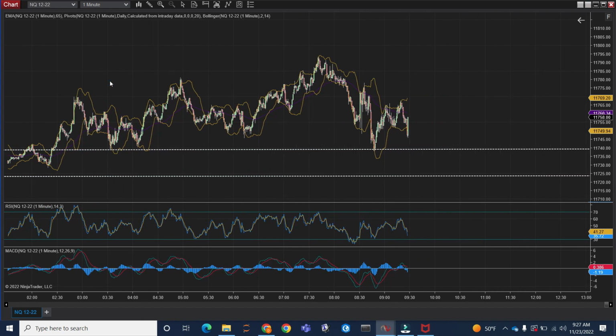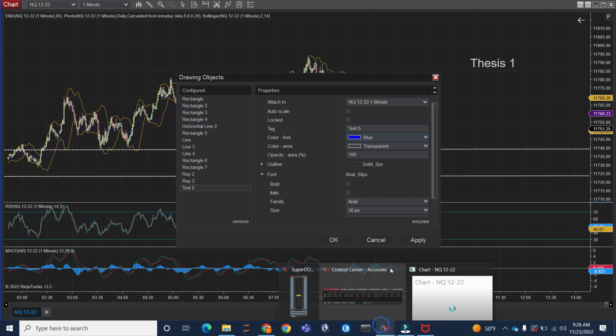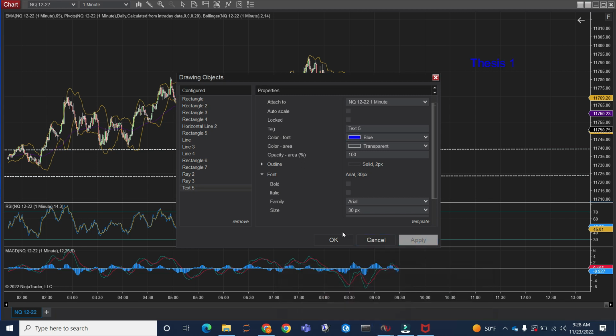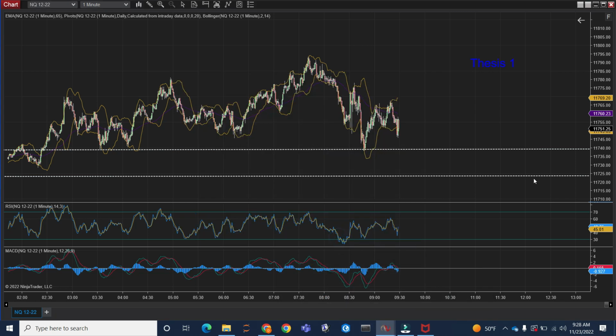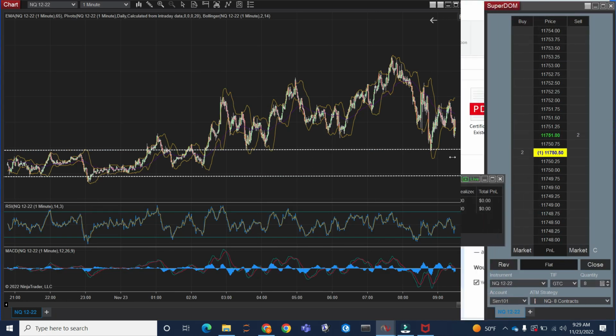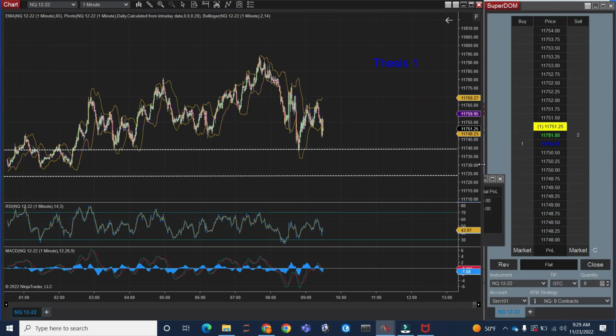So now we see price moving down slightly. We just want to be able to analyze exactly where this price will return if it was to bounce back to the 65 EMA. Now we have our levels for our thesis one. Now we're ready to trade today.